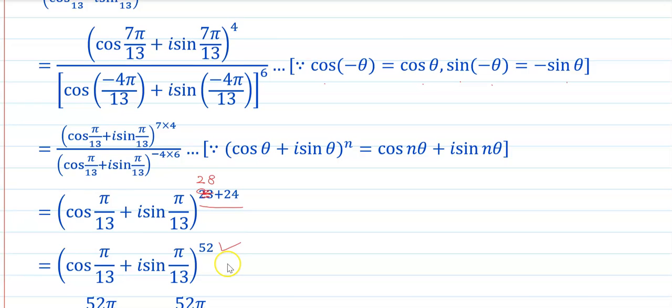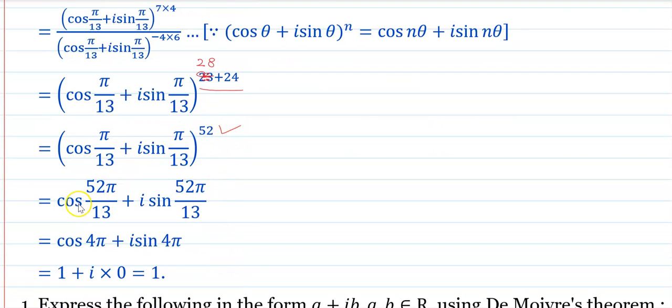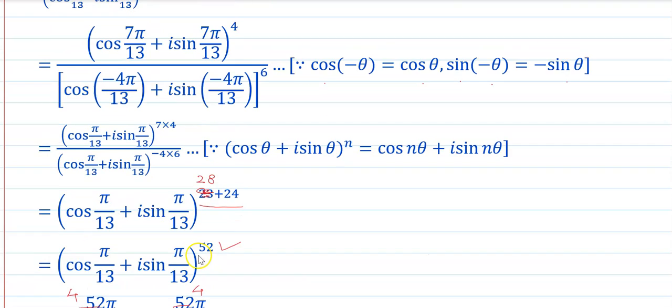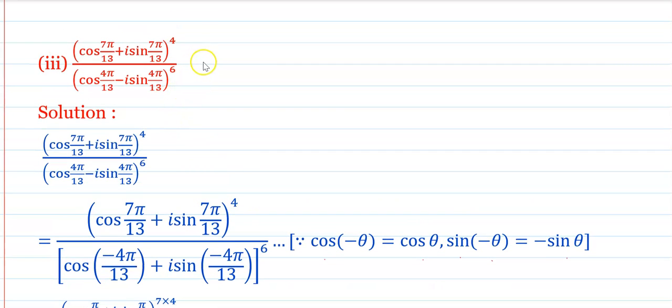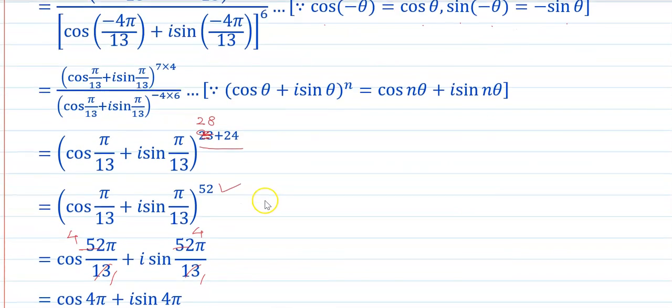Again, by using this formula, that is cos of 52π upon 13 + i sin of 52π upon 13. And here divide: 13 ones are 13 and 13 fours are 52. Therefore you will get cos 4π + i sin 4π. Cos 4π is 1, sin 4π is 0, and overall the answer is 1 here. And hence the answer of this is equal to 1.